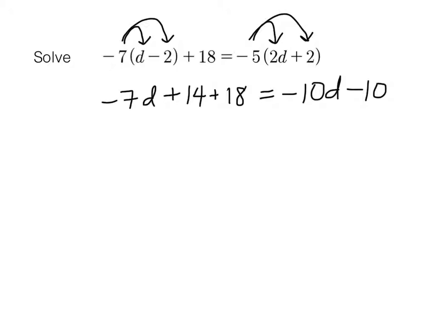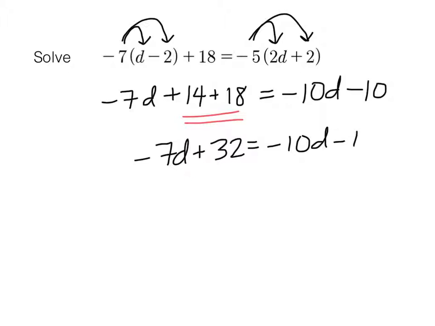What's smaller? Oh, nope. Hold on. Combine like terms. Gotta combine like terms first. So negative 7d plus 10 and 10 is 20. 4 and 8 is 12. So 32. Now I can get rid of my variable. Which one's smaller? Negative 10 or negative 7? Negative 10 is. How do you get rid of a negative 10d?